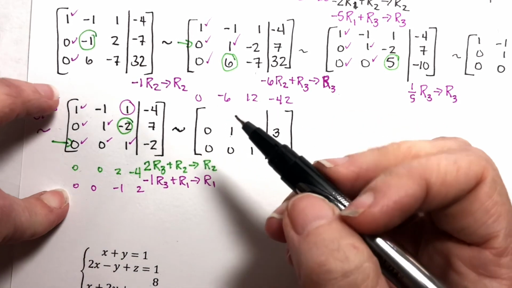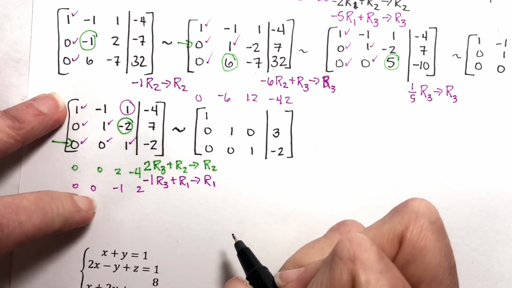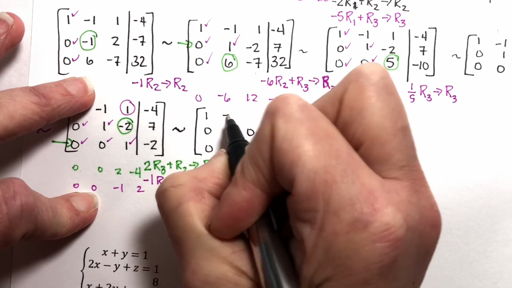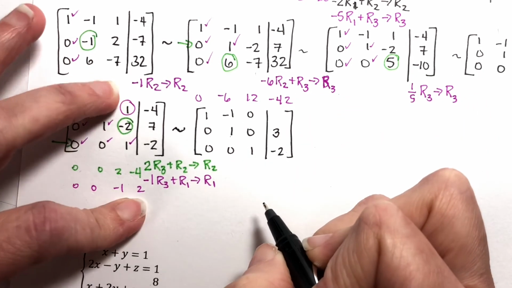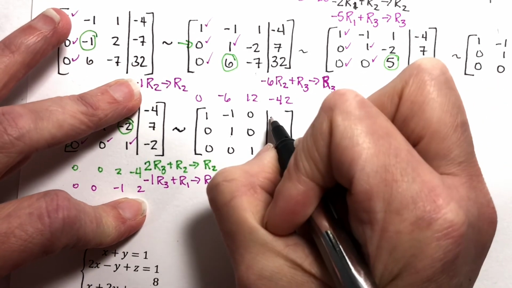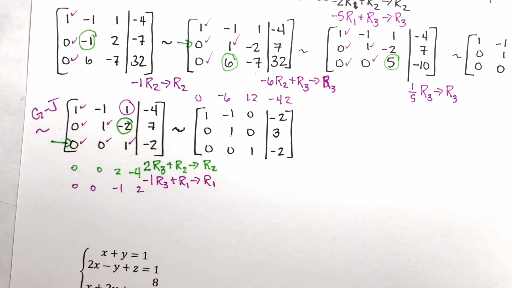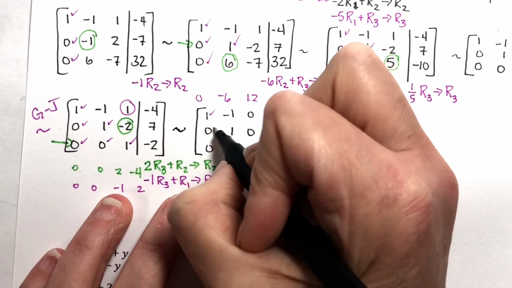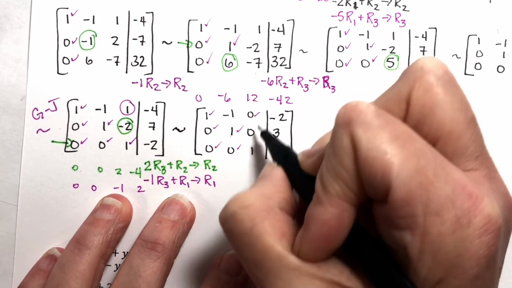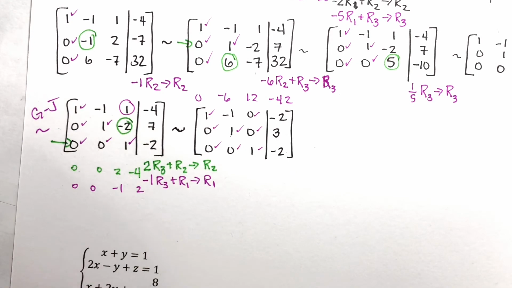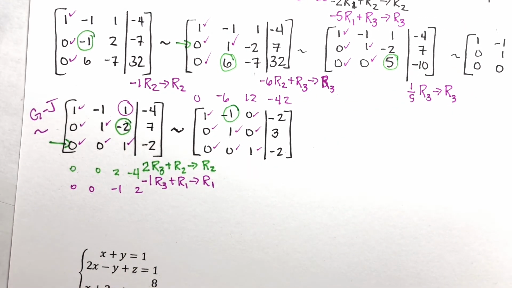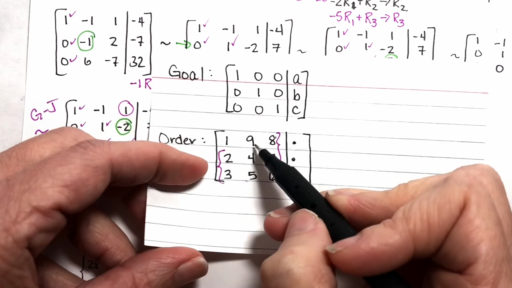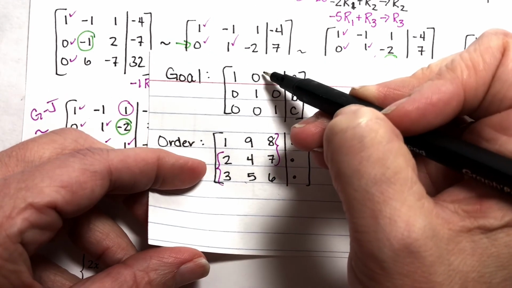So 0 plus 1 is 1. 0 plus negative 1 is negative 1. Negative 1 plus 1 is 0. 2 minus 4 would be negative 2. We are almost done. We have checked just about everything, but we have not done this last step. Okay, this is step 9, and we need a 0 right here.